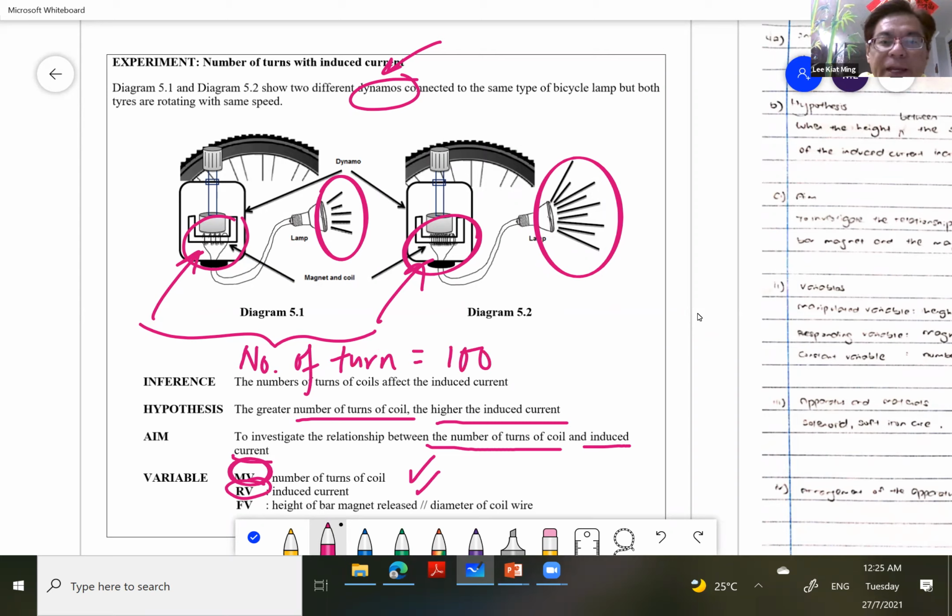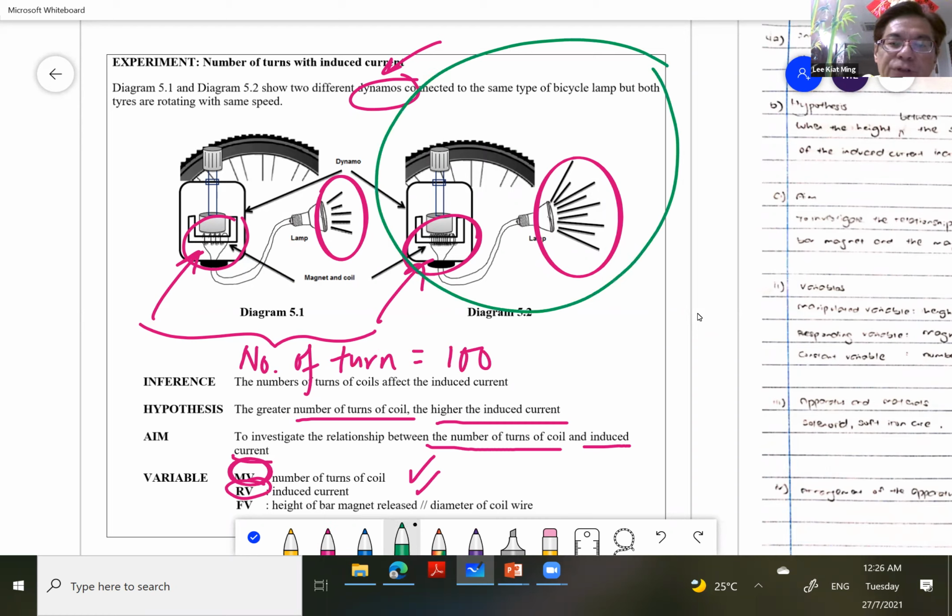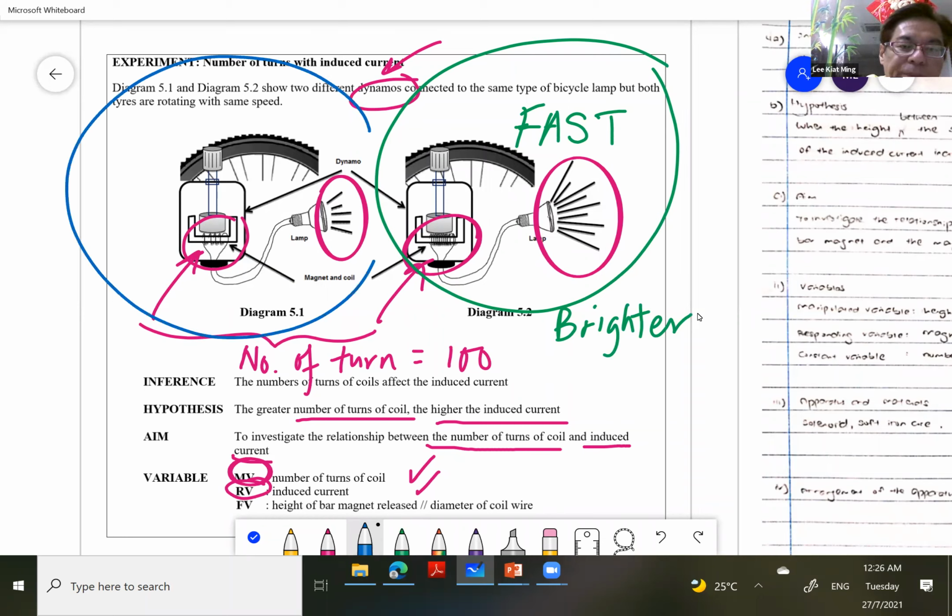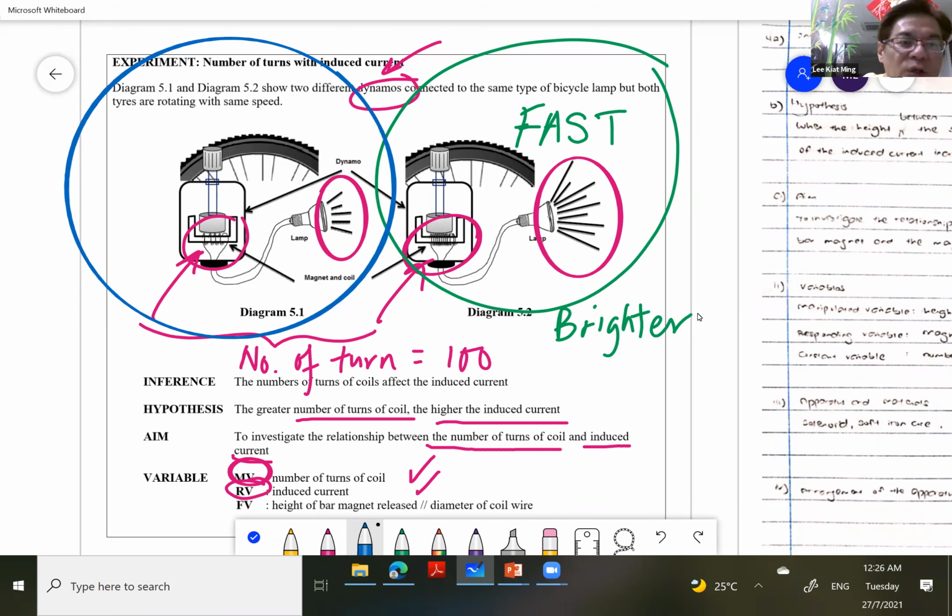This one, diagram number 2, going to put it in green color. I'm going to pedal the bicycle fast. So when I pedal the bicycle fast, it will produce a lot of current. So it's going to be brighter. So I changed the question a little bit. And on the left side, I'm going to put it in blue color. This one, I'm going to pedal the bicycle slower. Clear? Because I pedal the bicycle slow, it becomes dimmer.